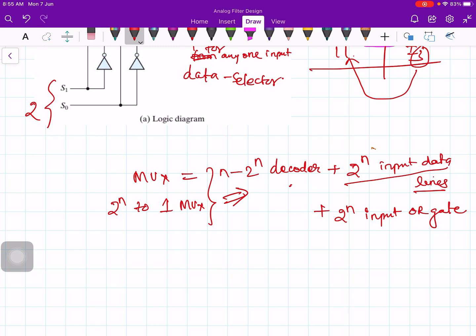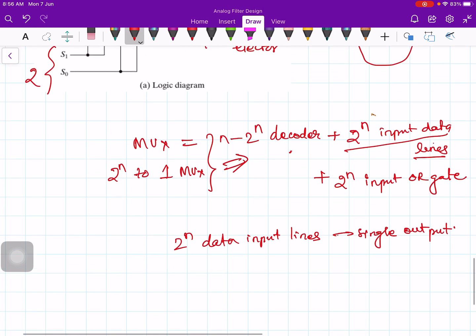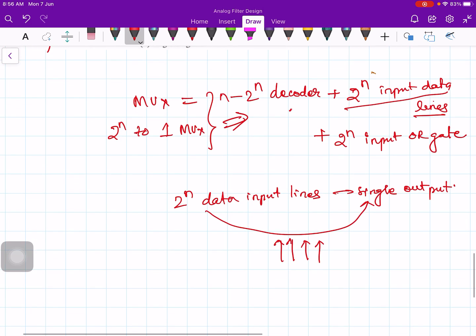Now the size of the multiplexer is specified by the number of 2 power n data input lines and a single output. So don't forget this, it always gives only one output line and it selects among the inputs. And to do this operation from 2 power n data input lines to a single output line, I need to control the circuit. Somehow I need to do the selection. So that is done with the help of selection lines.